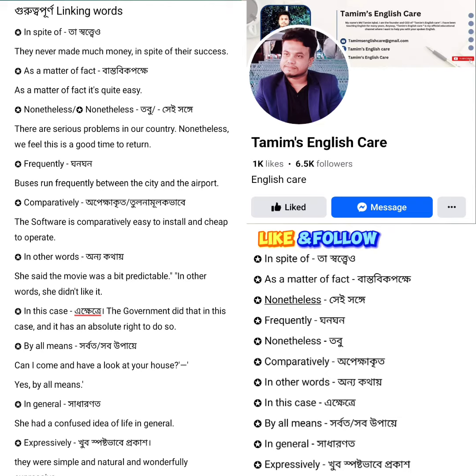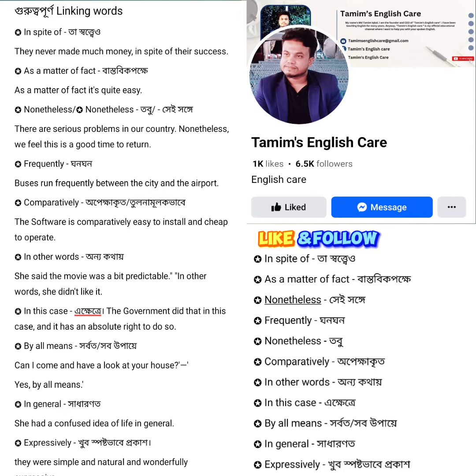In other words, অন্য কথায়. For example, she said the movie was a bit predictable. In other words, she didn't like it. In this case, এক্ষেত্রে. For example, the government did that in this case, and it has an absolute right to do so.